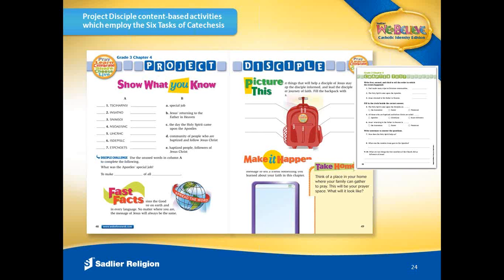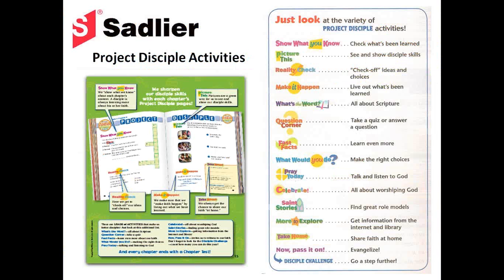And on the far right, you see that there is also a chapter test following. I wish it said assessment, but it says test about what we just learned. So each lesson is of 4 faith statements, then is followed by Project Disciple activities, how we see our faith in action.